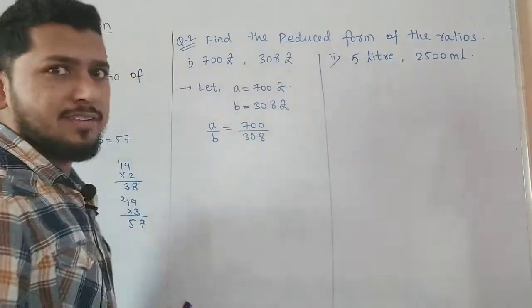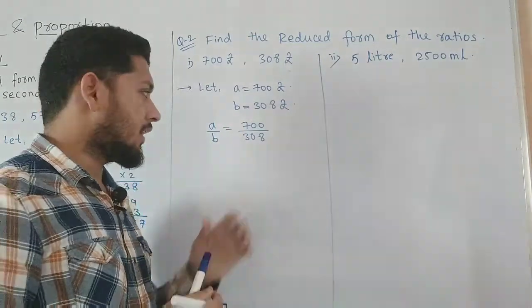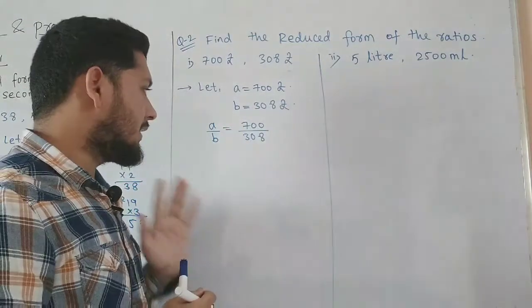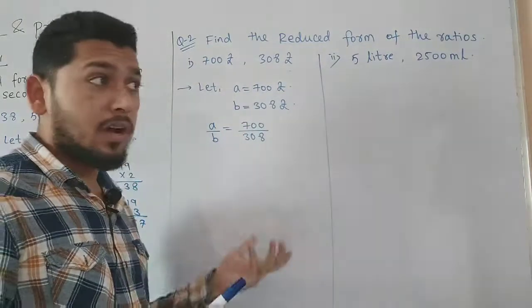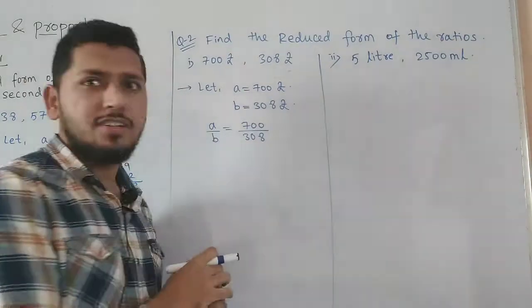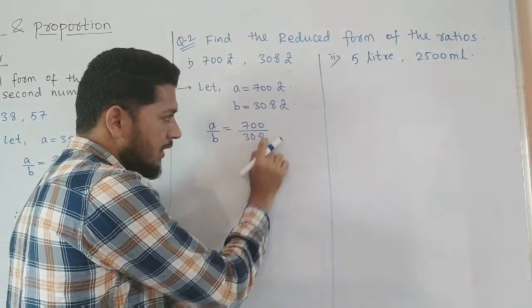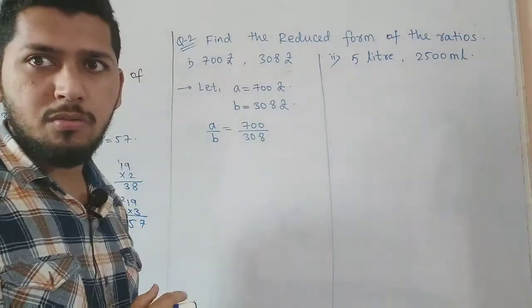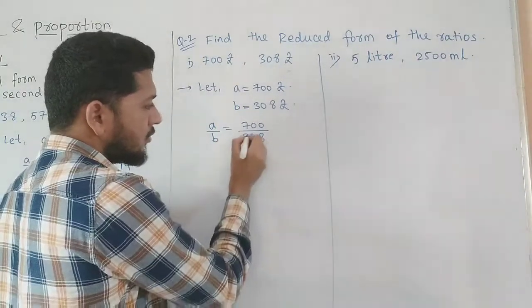Now we can see these two numbers are not in any table. We cannot see 700 and 308 in any table, so we don't know which table they are in. For this situation we have to divide by 2. Check the unit place. The unit places are 0 and 8. Both 0 and 8 are even numbers, and both numbers can be divided by 2. So we'll divide these numbers by 2.